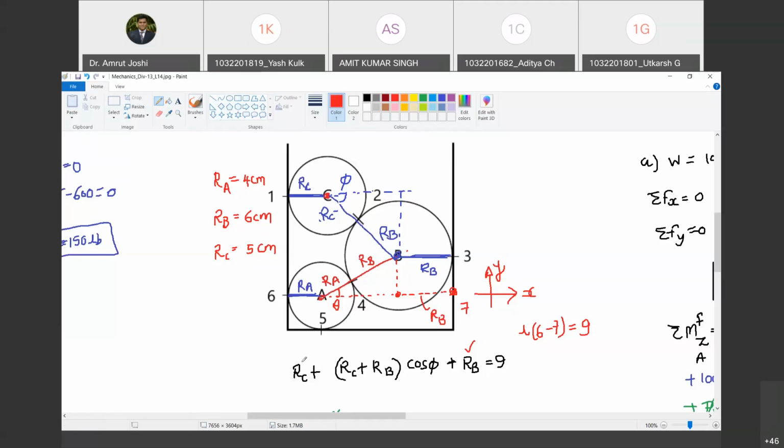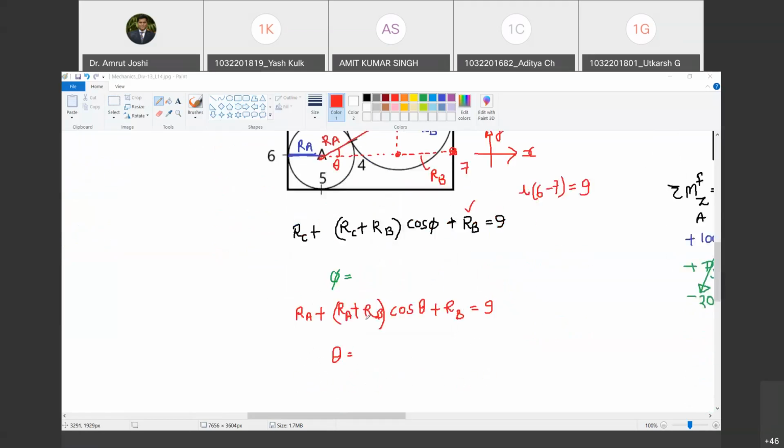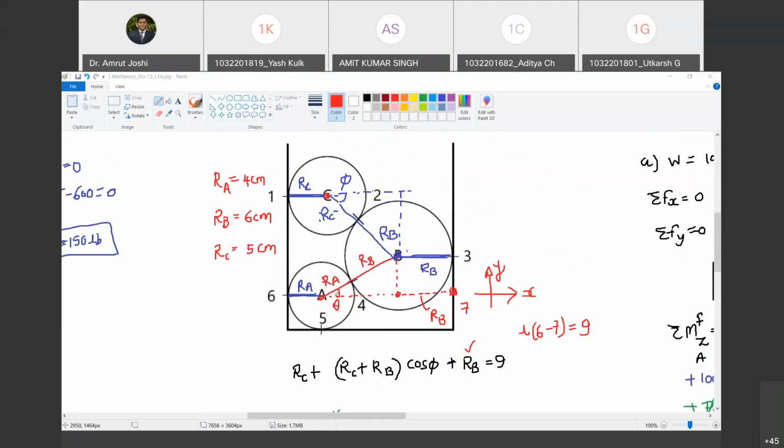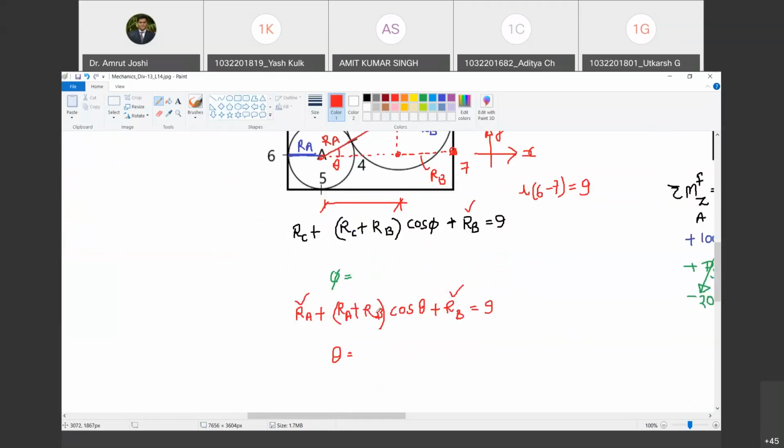I have written RB. Yes. RA is written. Happy? Yes. And now, how much is this distance? This is again RA plus RB cos theta. Therefore, RA plus RB cos theta plus RB plus RA must be equal to 9. Do you agree with me? Yes, sir.